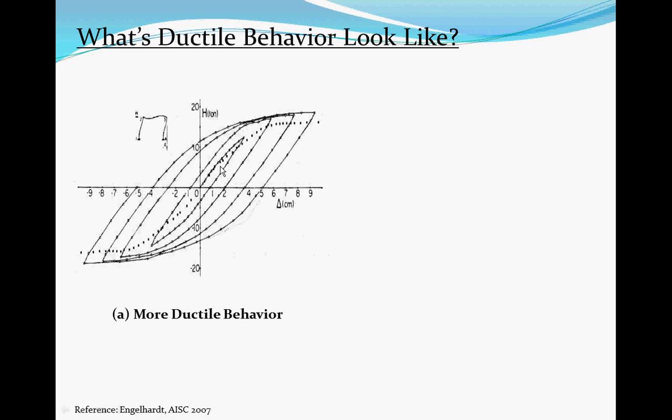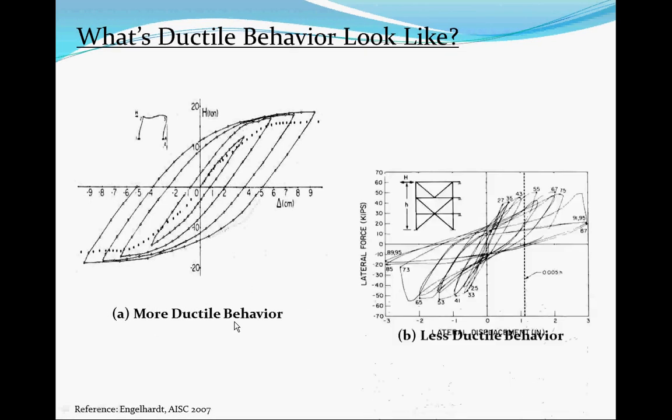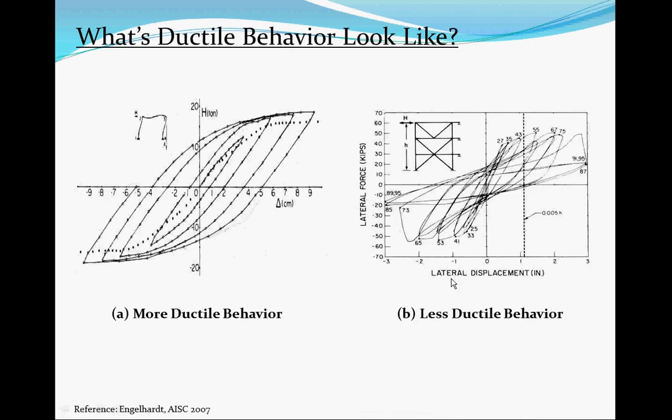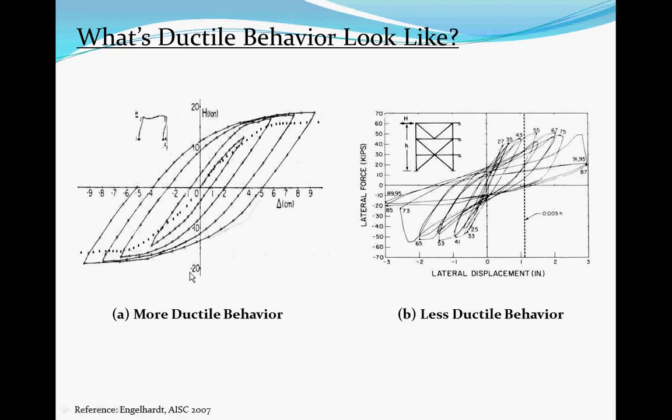That's how you could do it. But in order to be able to do that, you need to do the testing. So here's a more ductile behavior, versus this one is less ductile behavior. Okay, they might be able to get to the same point, but the loops are not as full, and these are flat versus the full loops. So that's more ductile and less ductile behavior between the two.